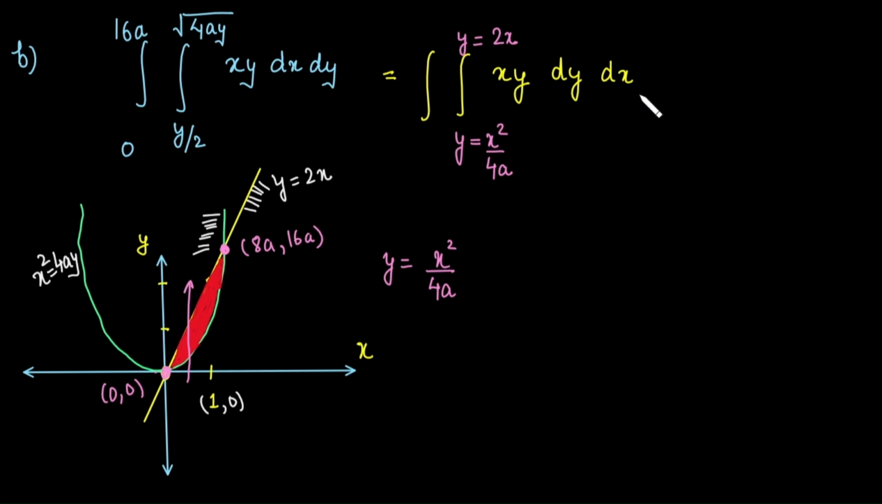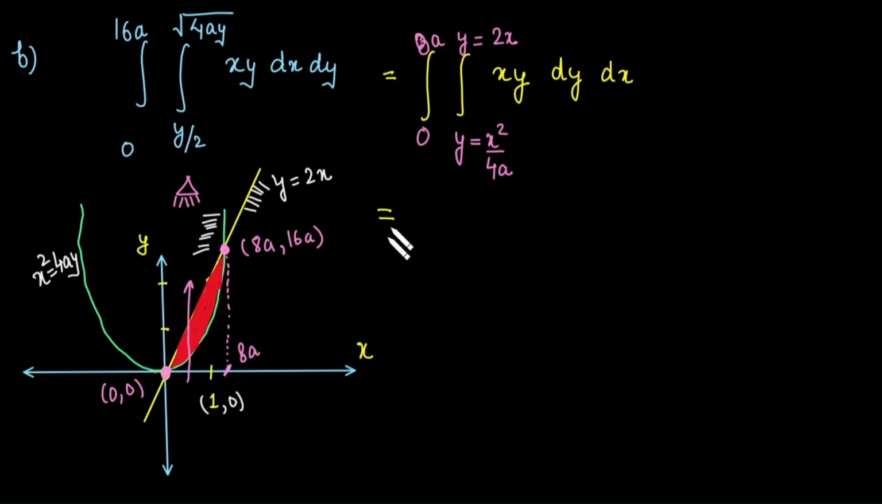For the limit of x, we need to take a shadow of this region on the x-axis. How to take this shadow? Suppose you are standing here and put a light on this region, you will get a shadow from point 0 to this one. Now at this point, what is the value of x? That is 8a. It means this will cut at 8a. The minimum value is 0, the maximum is 8a. And those are the limits for the x variable, that is 0 to 8a.